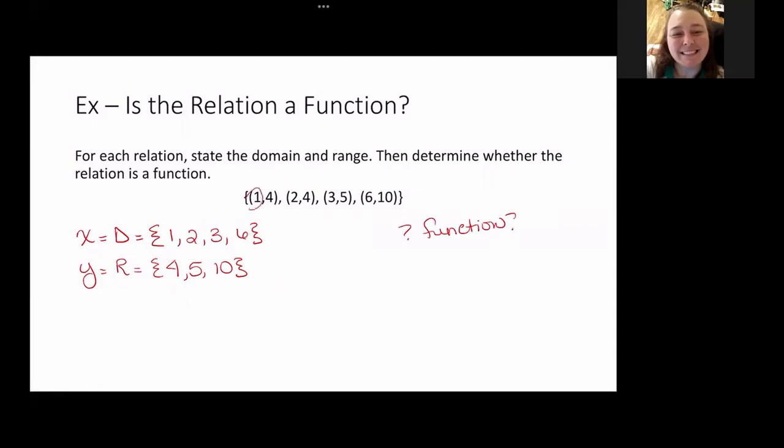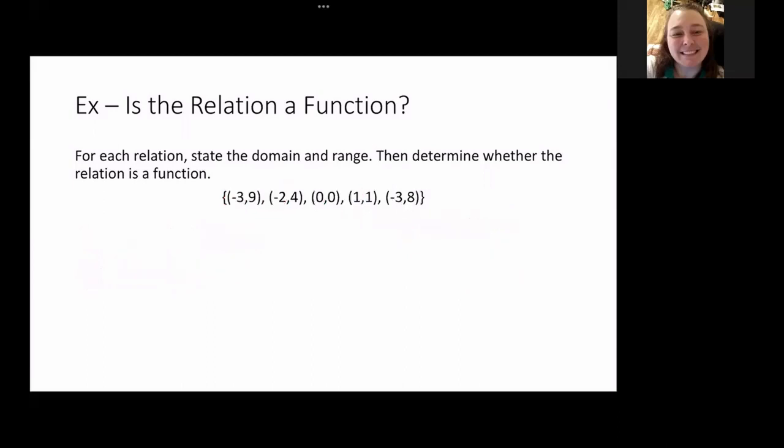Okay, let's look at our x's. a1, a2, a3, and a6. Are any of them duplicated? No, they're all unique, so therefore it is a function. Okay, remember, the repeated y doesn't matter. We're only looking at x's for this.